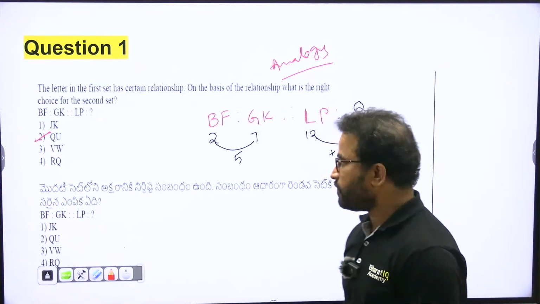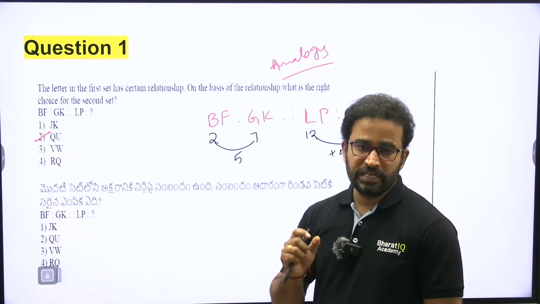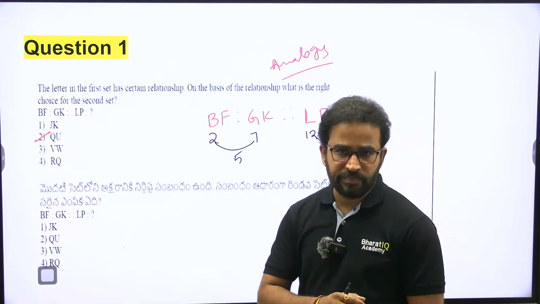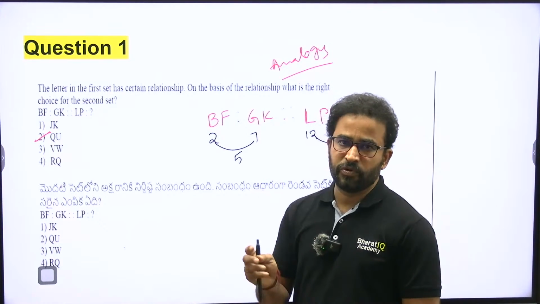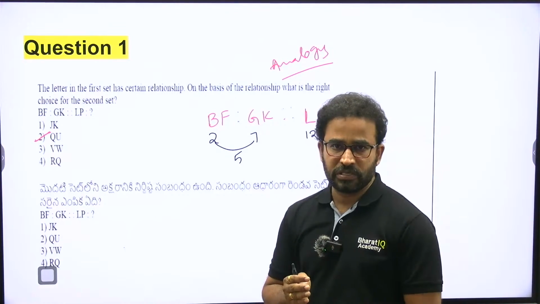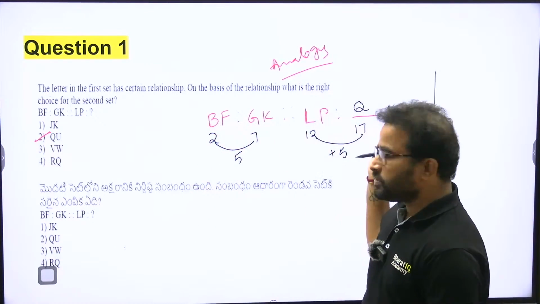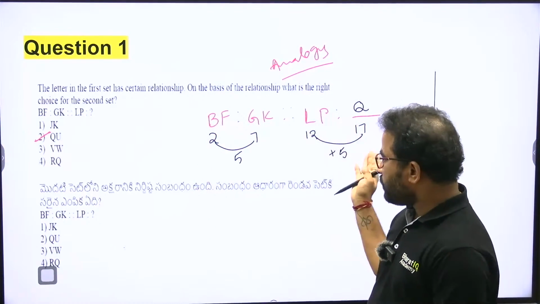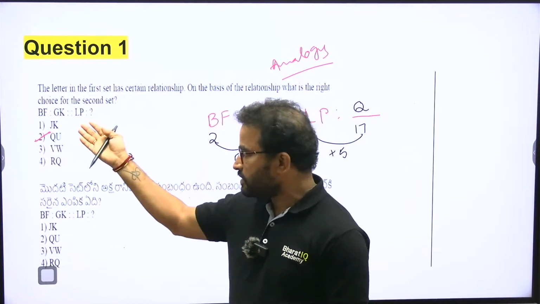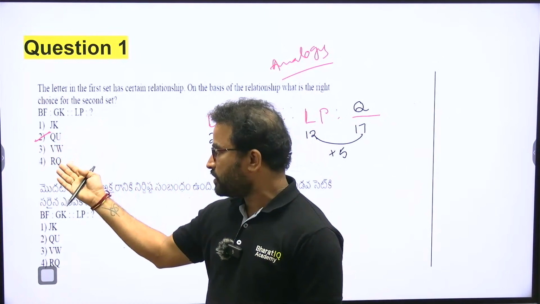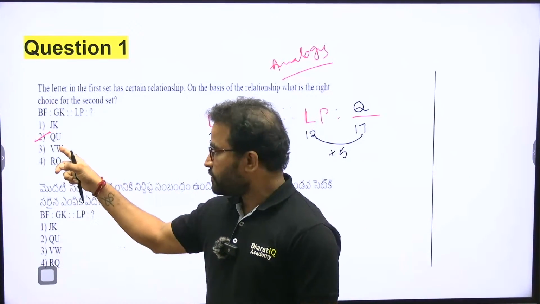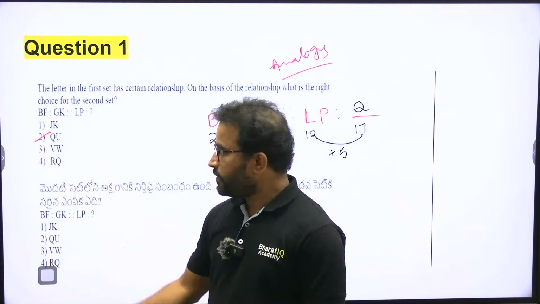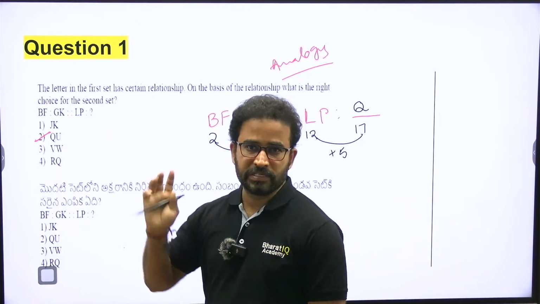No need to work out the second one also. From the examination point of view, this is very, very important, especially in reasoning and arithmetic, both being logically related questions. No need to work out the complete solution here. Even without working out the complete solution, we are getting answers. Look at this one, JK, QU, next VW, RQ. The options started with Q. So how many options started here? Only one option, that is the right answer.